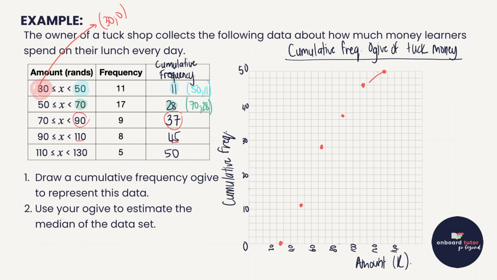And then we're going to neatly, this is not a broken line graph, so be careful when you plot it. You don't want to have line segments. You want to try and get as neat a curve as possible. Okay, so that's our cumulative frequency ogive to represent this data. And now they say use your ogive to estimate the median of the data set.